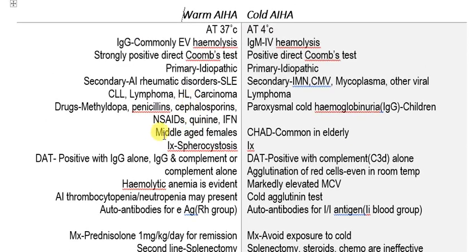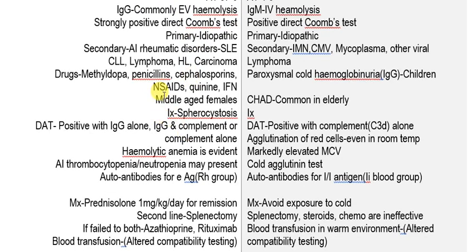And as in any other autoimmune disease, warm autoimmune hemolytic anemia is commoner in females. Usually autoimmune diseases are more common in females, and similarly warm autoimmune hemolytic anemia is also more common in females.